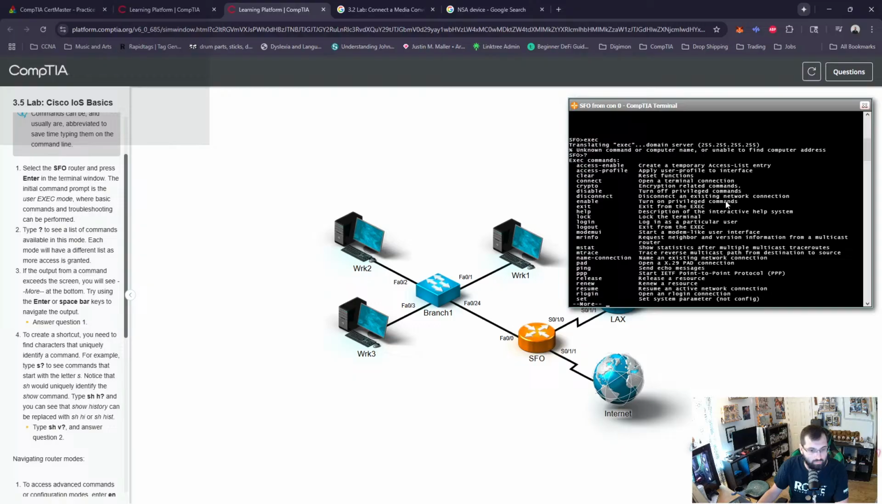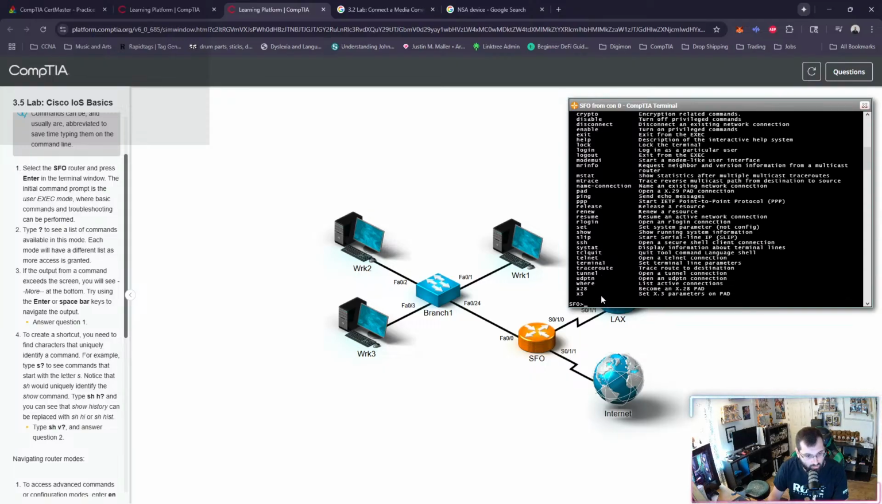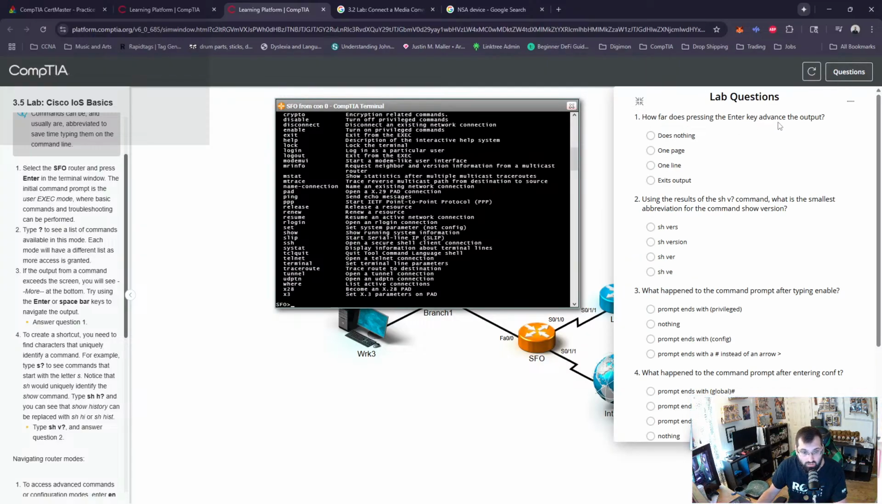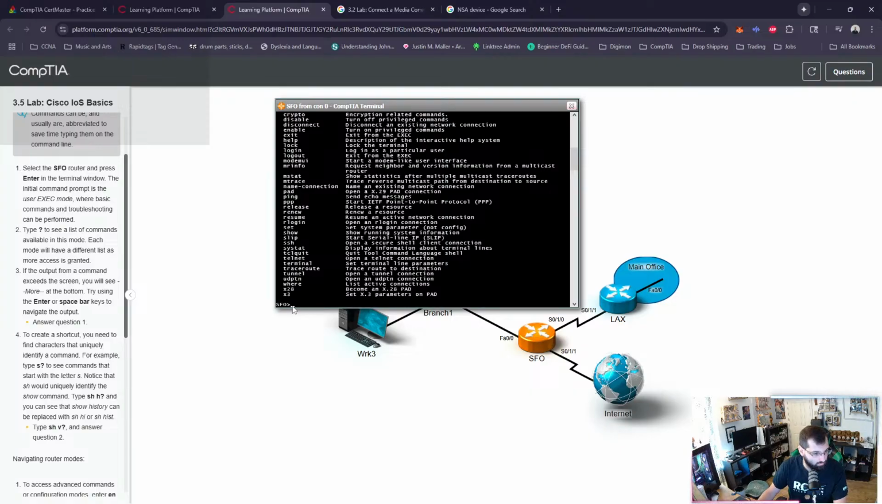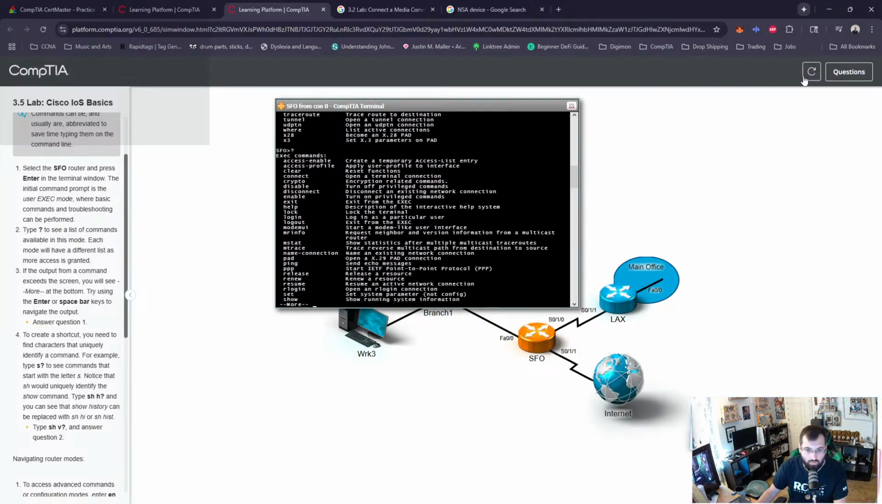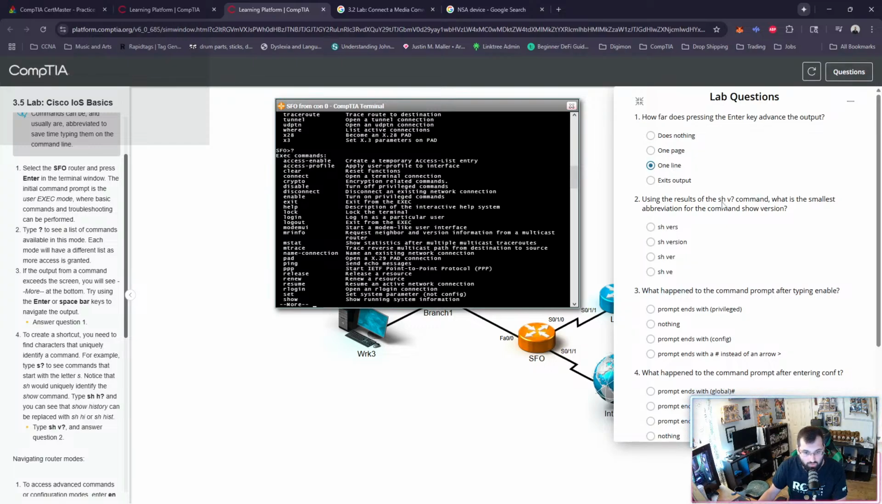See, I need to be in privileged exec mode. Man, I do not remember how to do this. See the list of commands available in this mode. Each mode will have a different list as more access is granted. If the output from the command exceeds the screen, hit enter or spacebar to see more. Answer question 1. Okay, how far does pressing the enter key advance you? Oh crap, I don't know. Just one line. Using the results of the show v command, what is the smallest abbreviation for the command version?